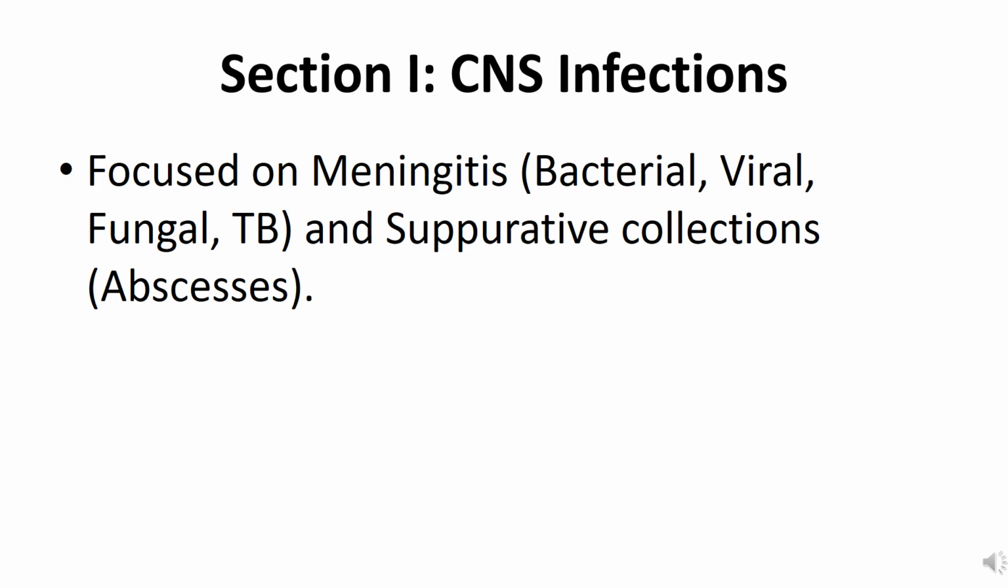We begin with meningitis, which is inflammation of the meninges, the thin membranes surrounding the brain and spinal cord. Patients often present with fever, severe headache, neck stiffness, nausea, vomiting, and sensitivity to light. But not all meningitis is the same. The underlying cause determines both the severity and the treatment approach.